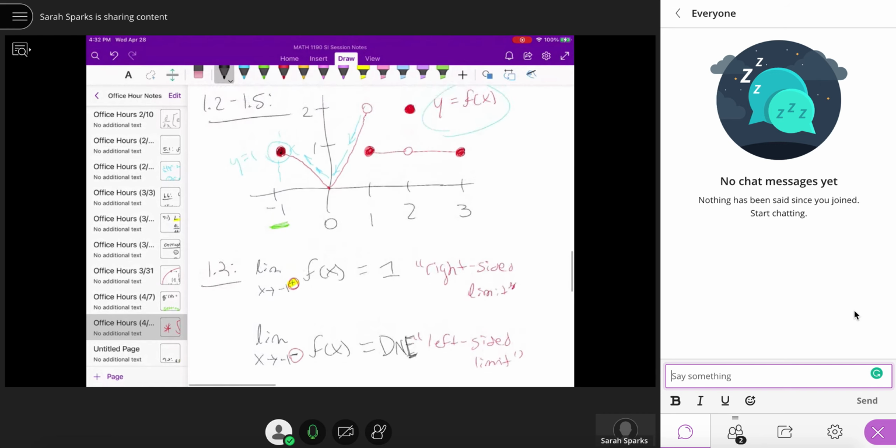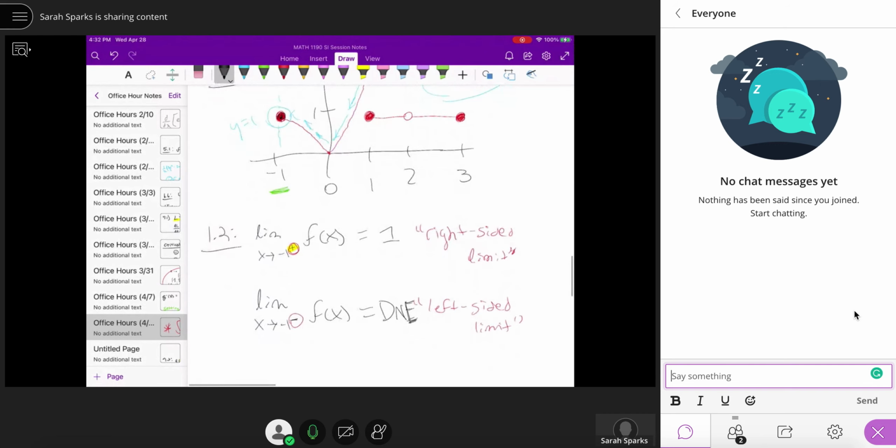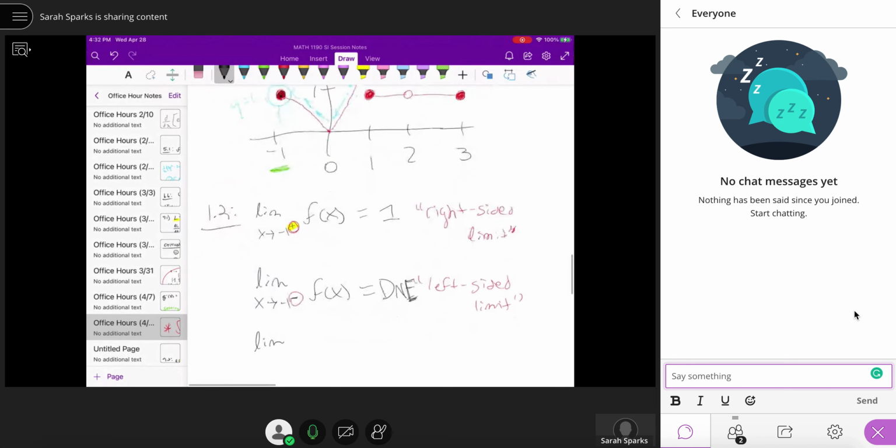And then we know our double-sided limit exists when the right-sided and left-sided limits are equal to each other. So we've already done the left-sided limit as x approaches -1, and we've done the right-sided limit. So what would our full limit be? I'm thinking 1, or is it, no?